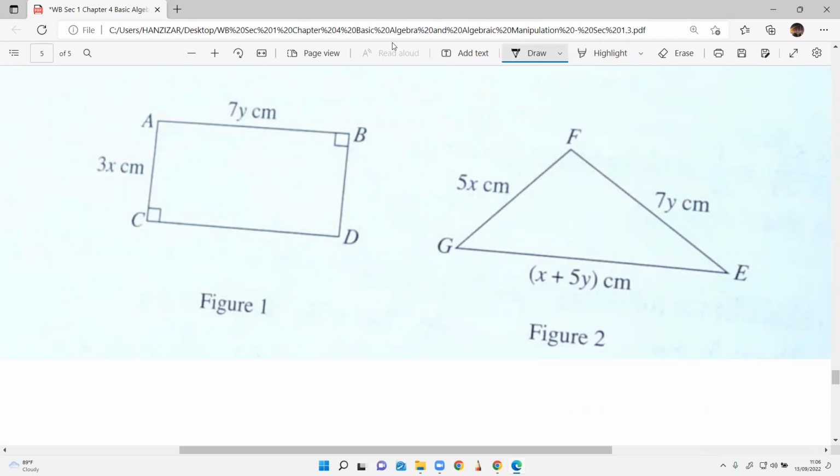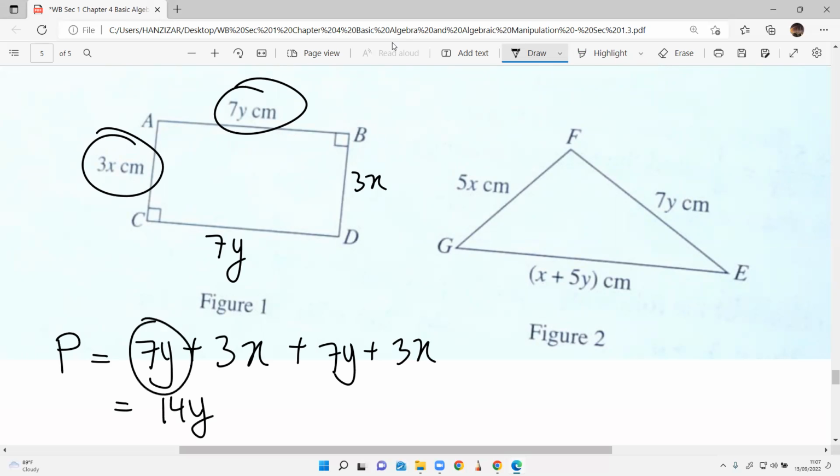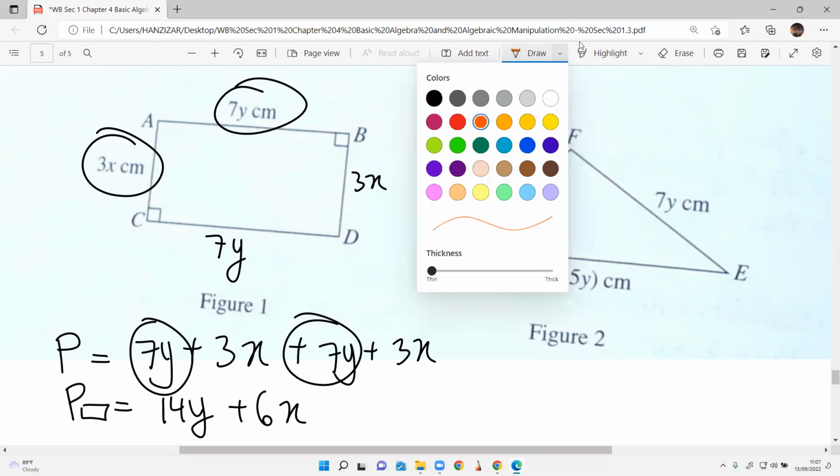What is it? For rectangle or triangle? Rectangle. Okay. It's like a square: 7y plus 3x, and then plus 7y also, right? Plus 3x, right? So what is the number? 14y, right? Plus 6x. Done for the rectangle. Only for the rectangle. Now we are comparing with the triangle.